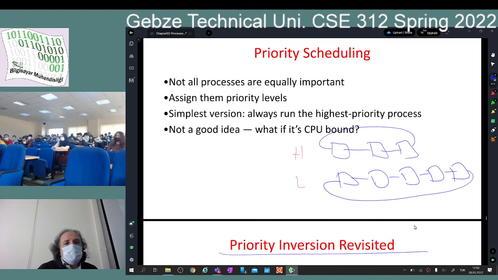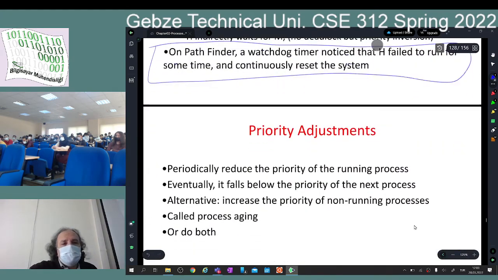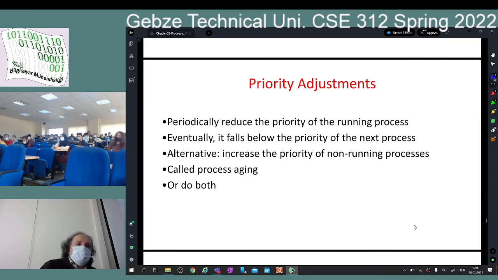Okay, and that will cause these kinds of problems too. So what am I going to do? I am going to introduce some priority adjustment ideas. Periodically reduce the priority of the running processes. If I use the CPU so much, that means I'm going to lower my priority a little bit, until I am as low as some other low priority processes. Eventually it falls below the priority of the next process, and they will have a chance to run and release their lock, and we will continue.